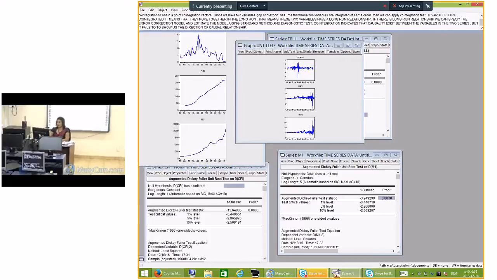Then, to test the causal relationship, Engle and Granger suggested that if variables are co-integrated, there is unidirectional or bidirectional Granger causality between these variables.